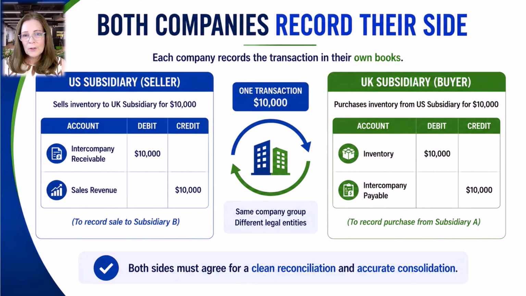Even though the transaction is internal to the group, each legal entity must still record its own journal entries in its own accounting records. The selling company records an intercompany receivable and sales revenue. The buying company records inventory and an intercompany payable. Notice that the receivable on one company's books should equal the payable on the other company's books. And if those balances do not agree, the reconciliation process becomes much more difficult at month end.